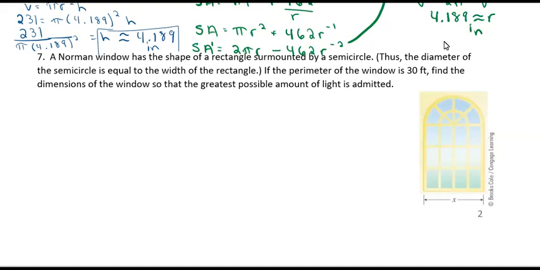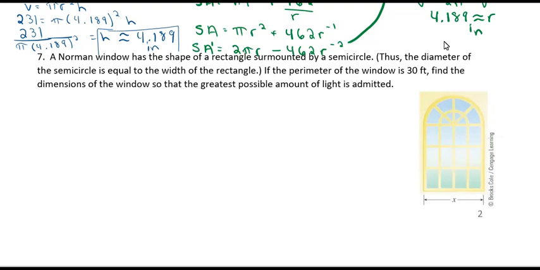Let's look at one more optimization question. A Norman window has the shape of a rectangle surmounted by a semicircle. Thus, the diameter of the semicircle is equal to the width of the rectangle. If the perimeter of the window is 30 feet, find the dimensions of the window so that the greatest possible amount of light is admitted.